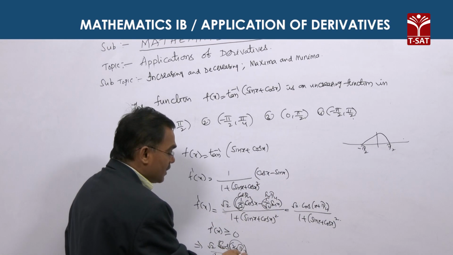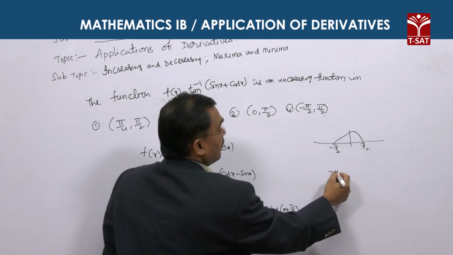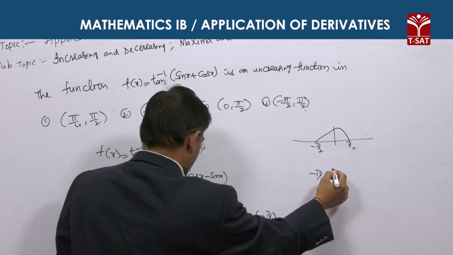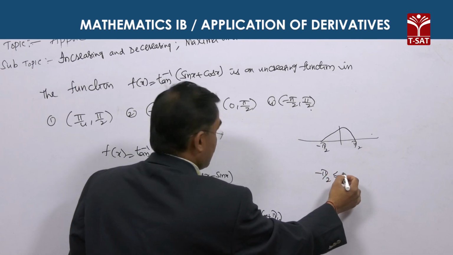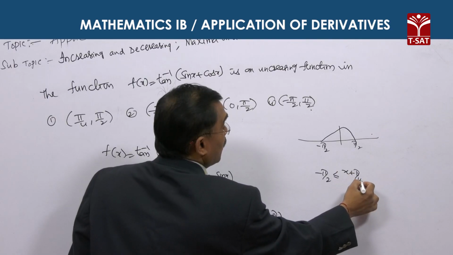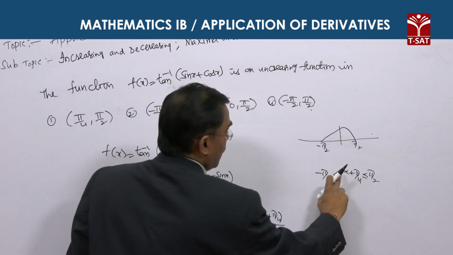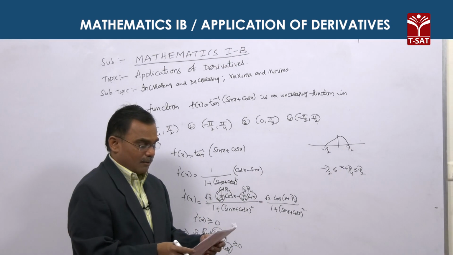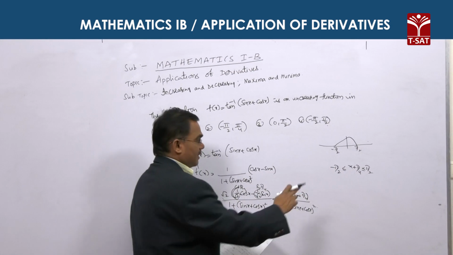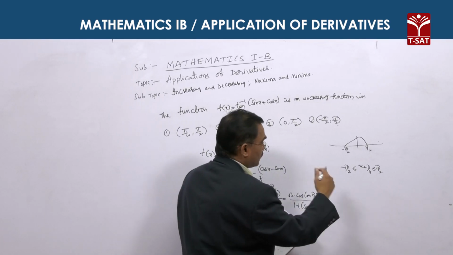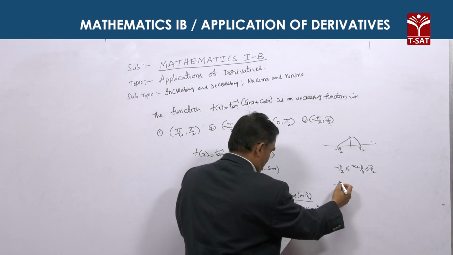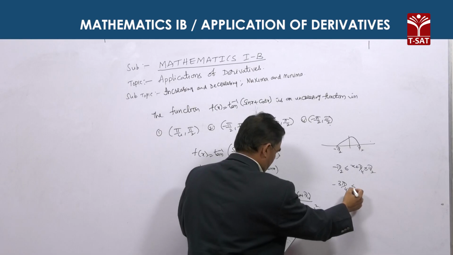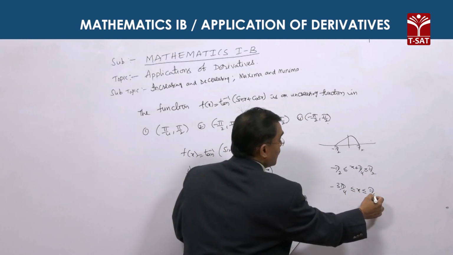So what is the required angle here? Minus pi by 2 is less than or equal to x plus pi by 4, which is less than or equal to pi by 2. If the given angle lies between minus 90 and 90, the function can be taken as increasing. Subtracting pi by 4 from both sides, the value is minus 3 by 4 less than or equal to x less than or equal to pi by 4.